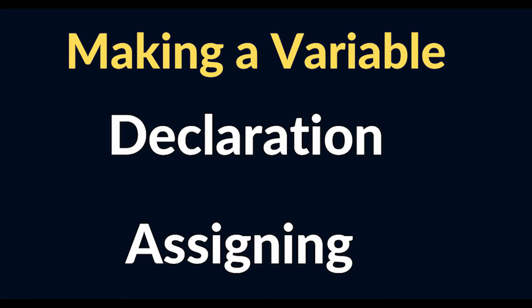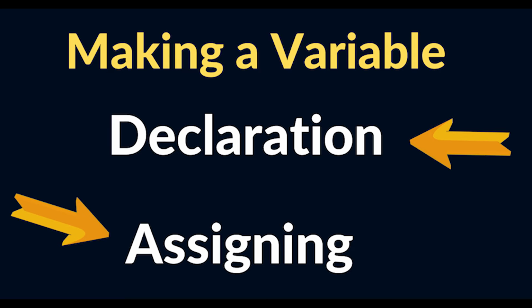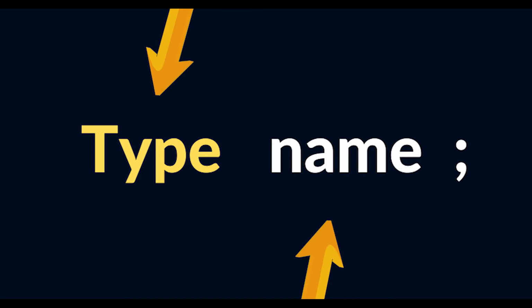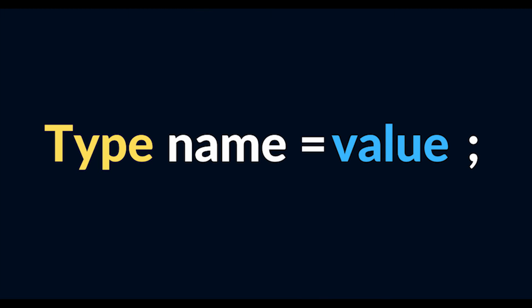Now how do we create a variable? So there are two steps to creating a variable. The first is declaring the variable and the second is assigning it a value. So to declare a variable, first we specify the type of variable, then we specify the name of the variable. This is also called the identifier. Then finally we put a semicolon. Now after we declare a variable, we have to assign it a value. This is done using an equal to sign.